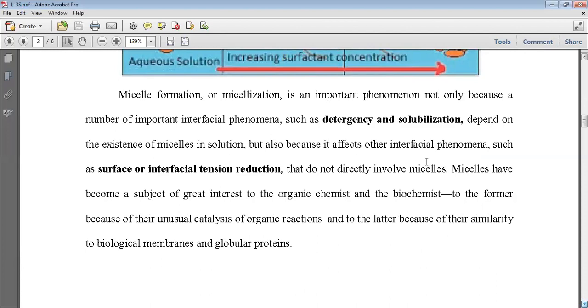You can go through this text. This micellization is very important for solubilization, where we can solubilize any hydrophobic drug or any molecule which is not solubilized in an aqueous solution.